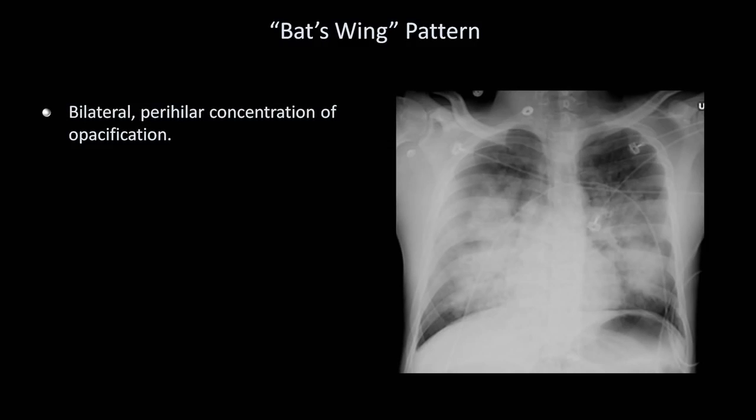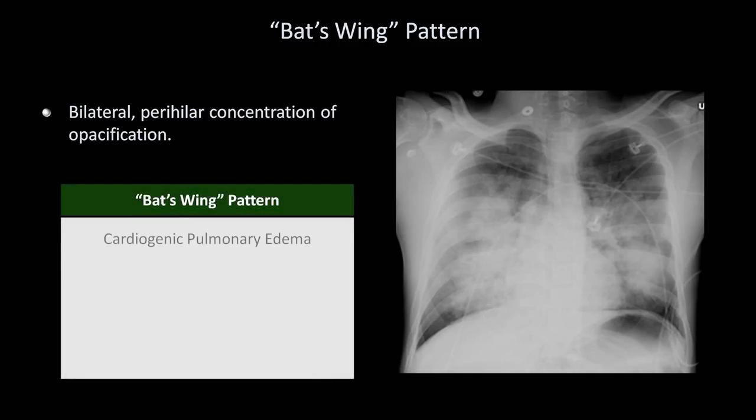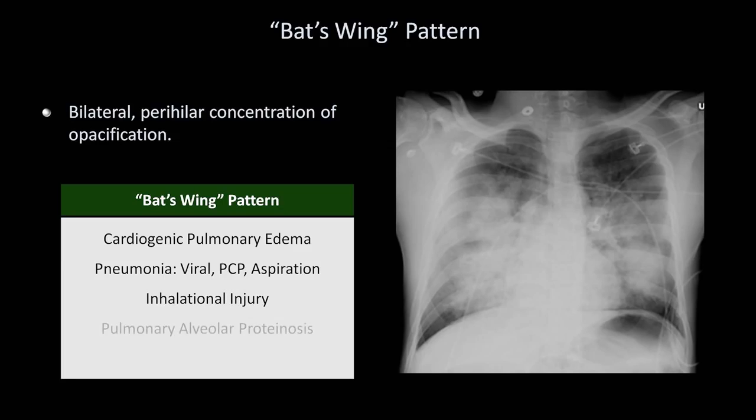Lastly is the so-called bat's wing pattern of opacification, sometimes referred to alternatively as a butterfly pattern or angel's wings. This refers to bilateral perihilar concentration of opacification. This is seen predominantly in cardiogenic pulmonary edema, but also in some types of pneumonia, particularly viral, PCP, and aspiration. It can be seen in inhalational injury, pulmonary alveolar proteinosis, and in pulmonary hemorrhage.